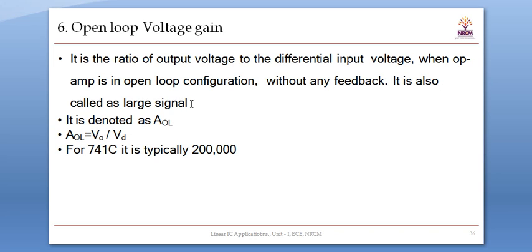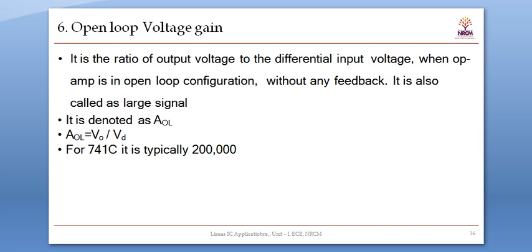The value of open loop voltage gain is very large. Typically it is 10 to the power 5 to 10 to the power 7. Here it is given as 2 into 10 to the power 5 for the 741 IC. It is typically 2 into 10 to the power 5 for open loop voltage gain.